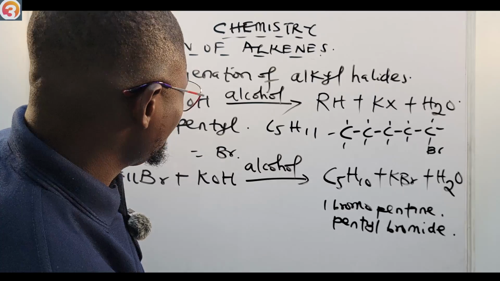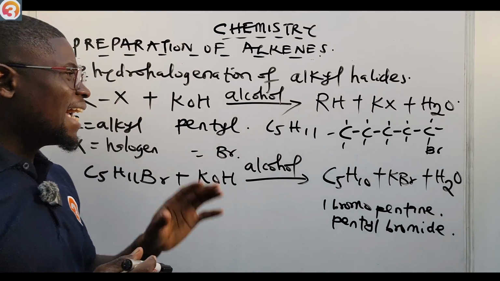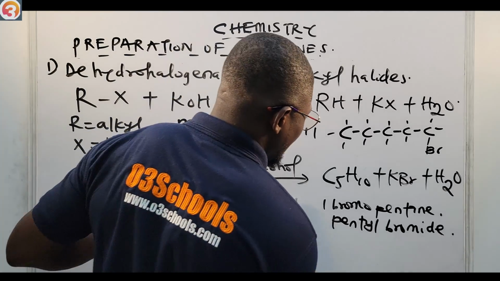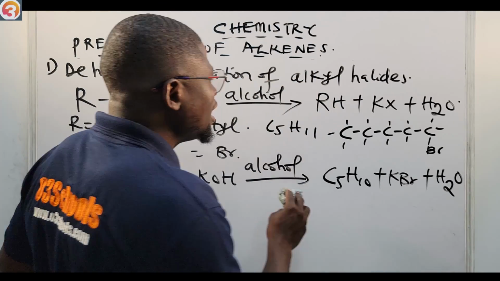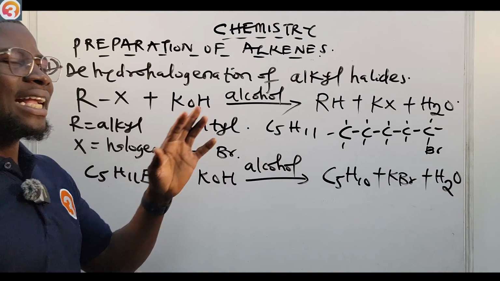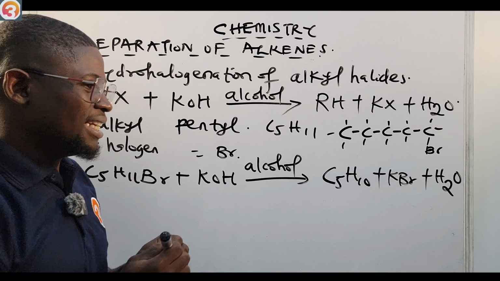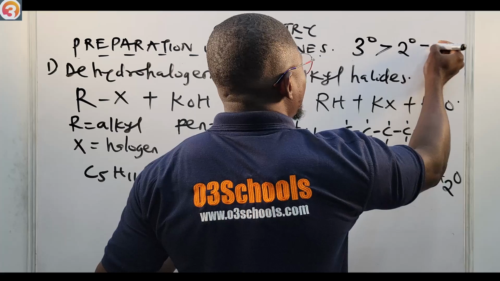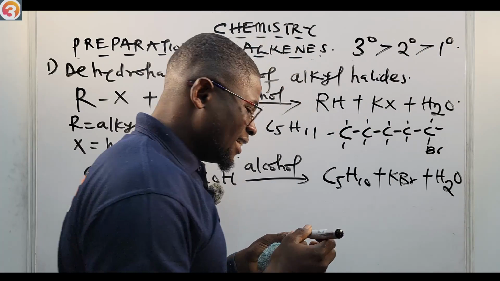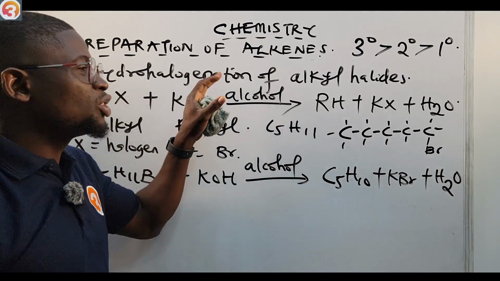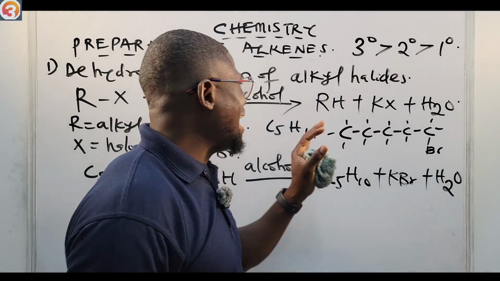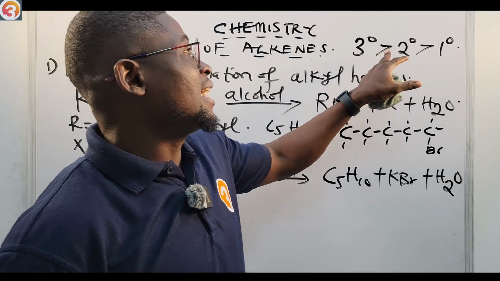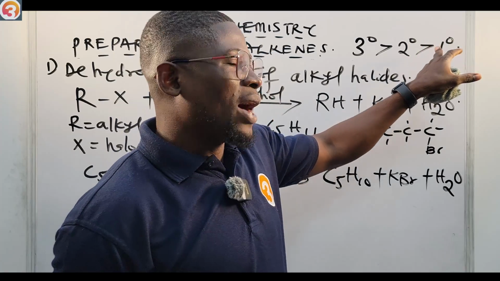All right, now the degree of dehydrohalogenation. This part is very, very important. You must take note of that. The degree of dehydrohalogenation of alkyl halides by alcohols is in this order: 3 degree, greater than 2 degree, greater than 1 degree. The degree of dehydrohalogenation of alkyl halides by alcohol is in this order: 3 degree alcohol, greater than 2 degree alcohol, greater than 1 degree alcohol.